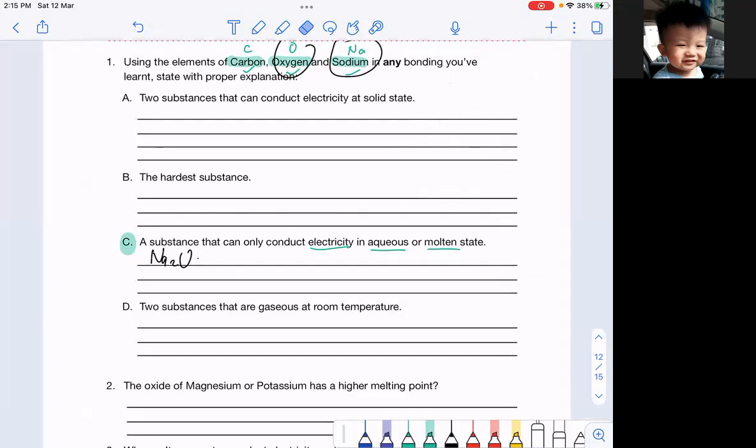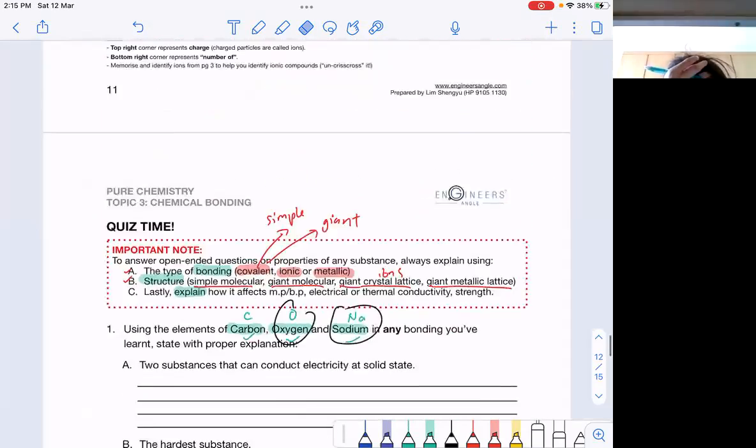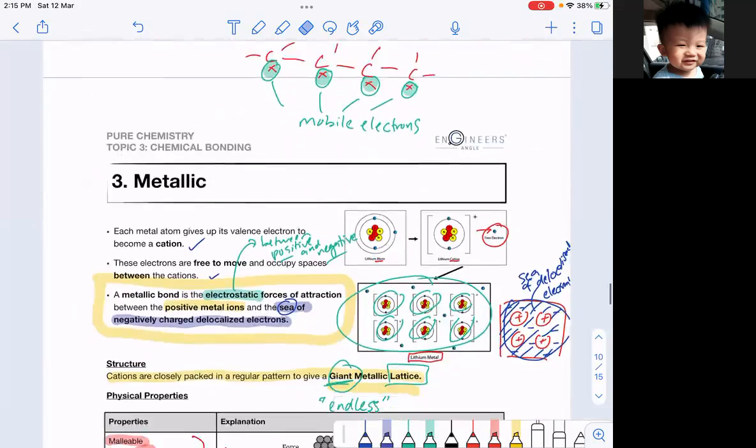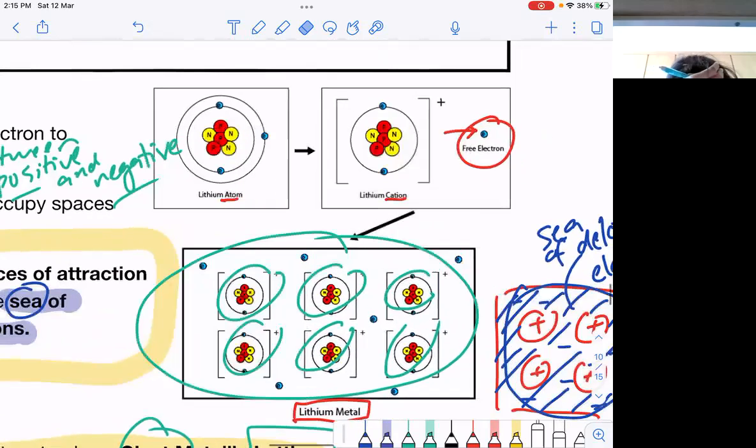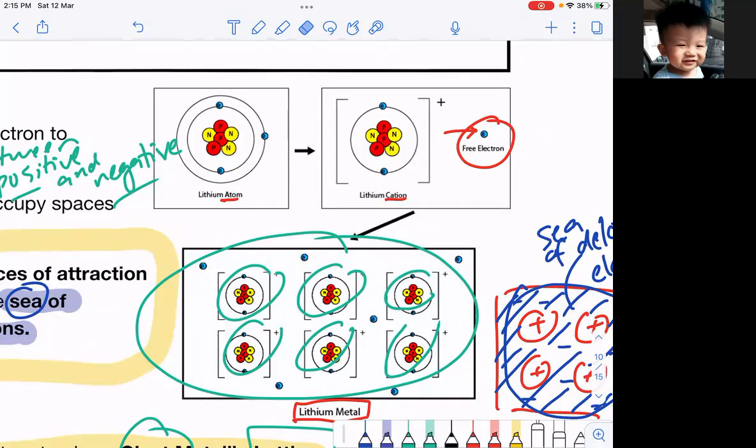What do you not understand? Like the metallic part, like the first part of the note. Sorry, which part? The first part of the metallic note. You're talking about how a metal is structured, is it? Yeah, like what does it mean, like give up the valence electron? Because the general idea for bonding, the general principle of bonding, is we want to be stable. So lithium, for example, is unstable because of this guy.